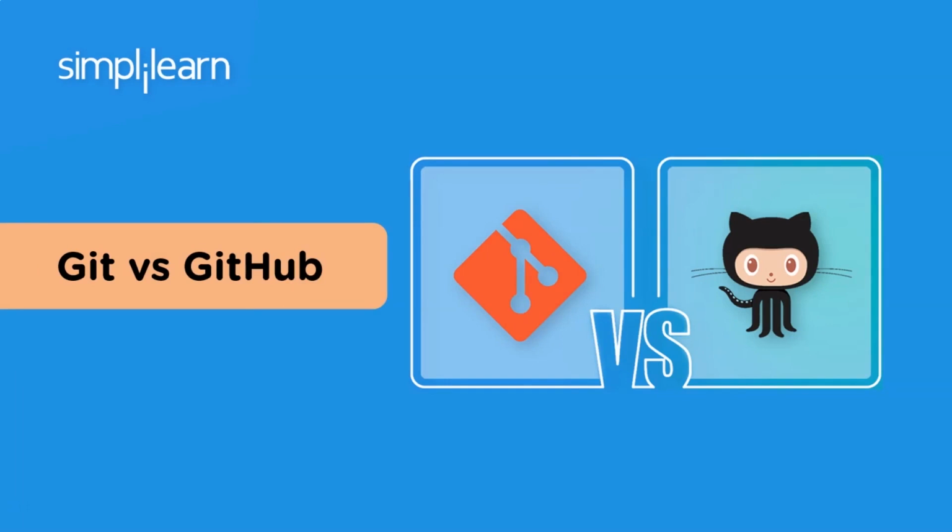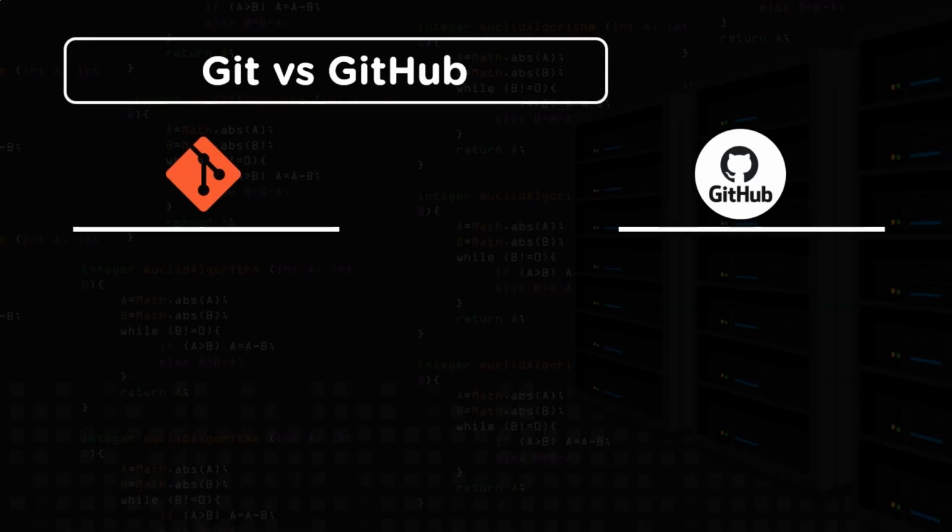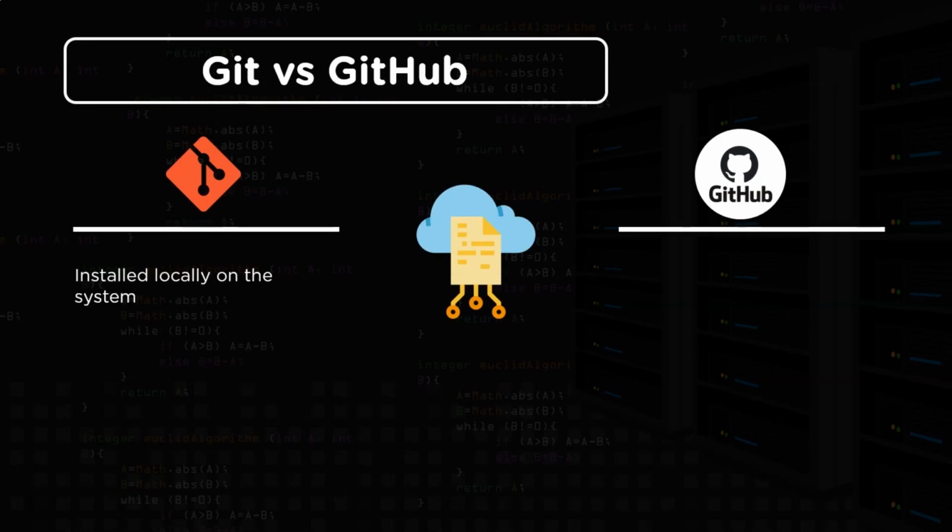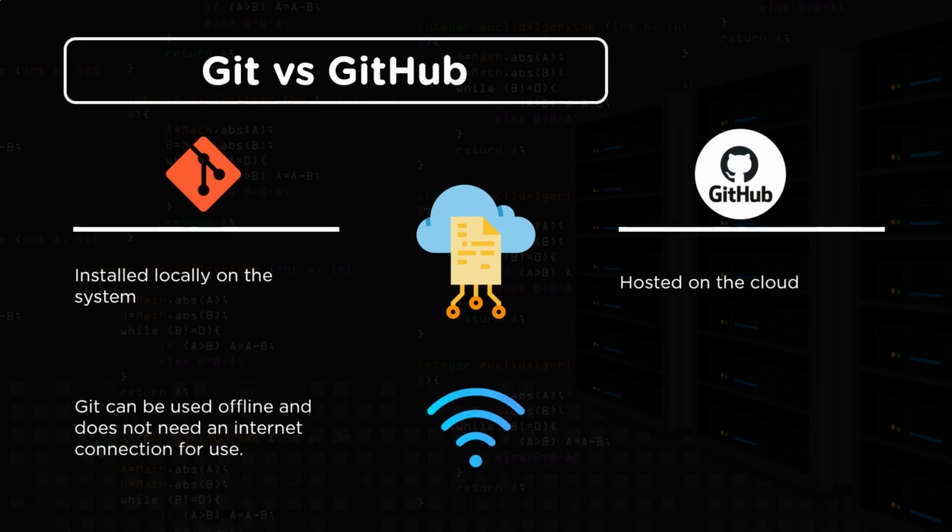Let's see the differences between Git and GitHub. Git is software that can be installed directly onto our systems, whereas GitHub, as we saw in the demo, is hosted on the cloud. Then Git can be used offline. We don't typically need an internet connection unless we need to access GitHub, whereas GitHub can only be operated when we have an internet connection.